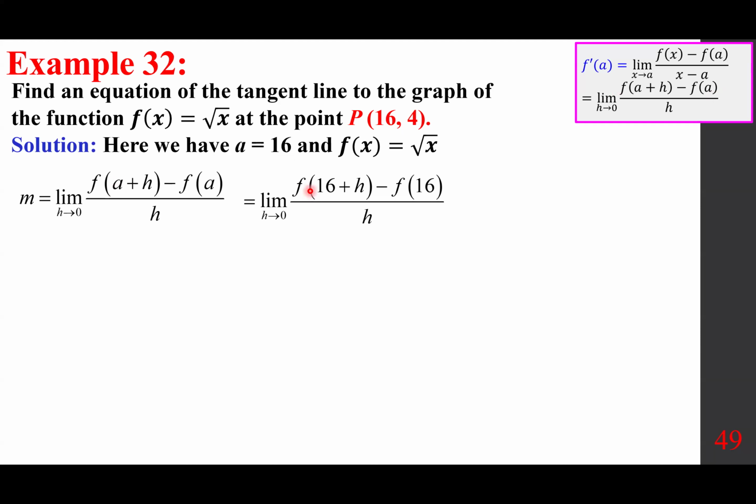Now f of 16 plus h is square root of 16 plus h. What is f of 16? You can use 4 or just leave it as square root of 16. On purpose, I want to leave it because what if it wasn't a perfect square and it wouldn't come out? I want you to know that if you plug in and get 0 over 0, the technique is the conjugate because you're dealing with a square root.